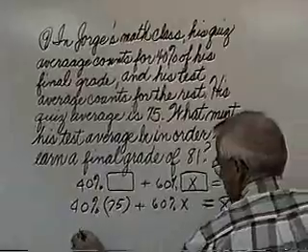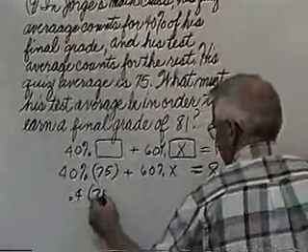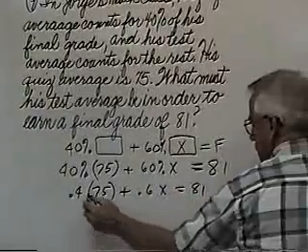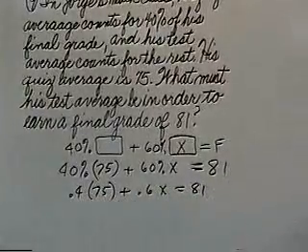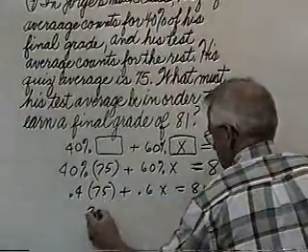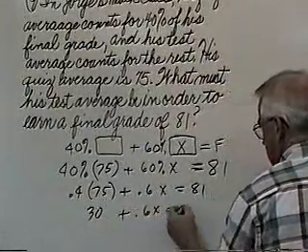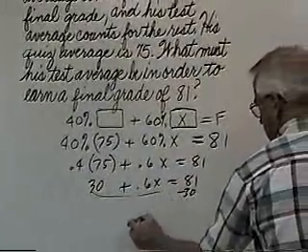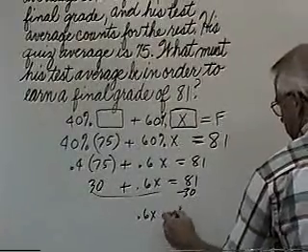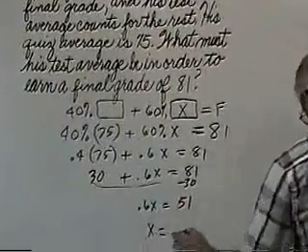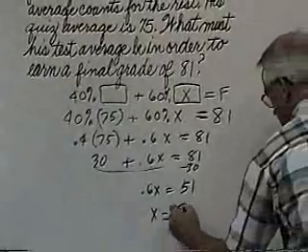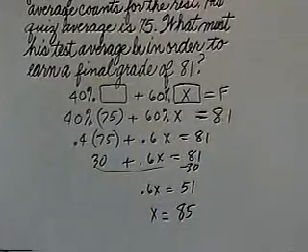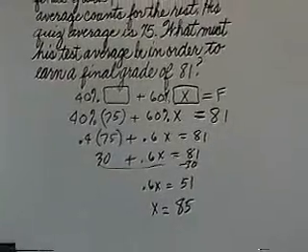So now you go ahead and work this. This would be 0.4 times 75 plus 0.6 times X is equal to 81. 0.4 times 75 here is 30 plus 0.6X is equal to 81. Moving the 30 across, subtracting it, we get 0.6X is equal to 51. So X is equal to 85. So therefore, his test average better be 85.